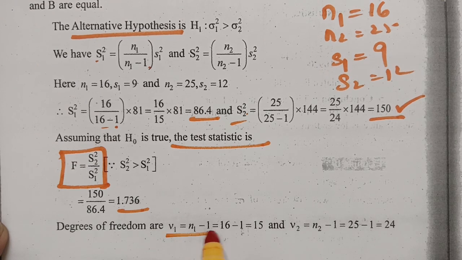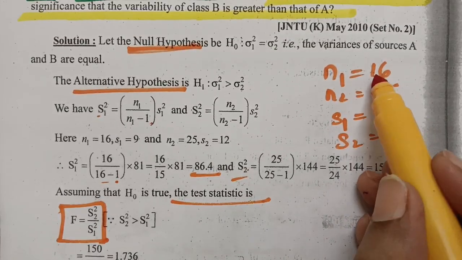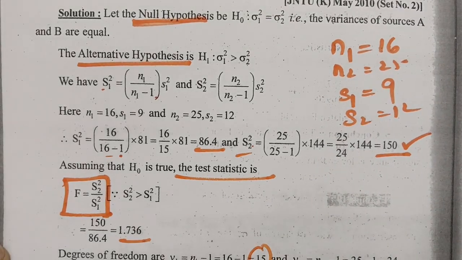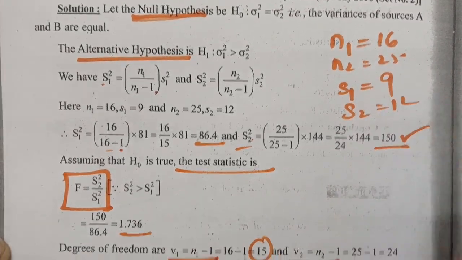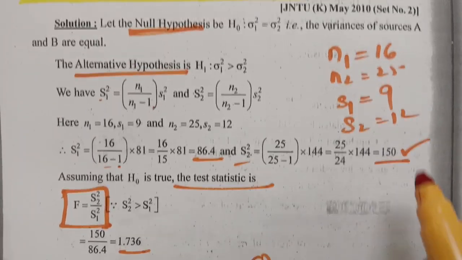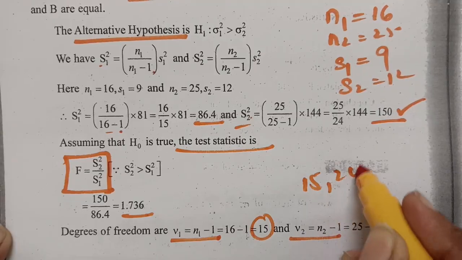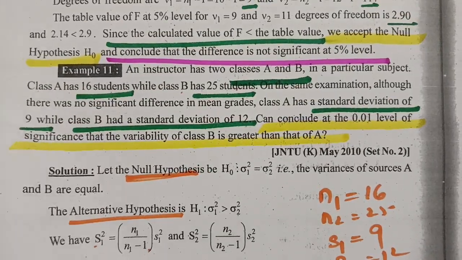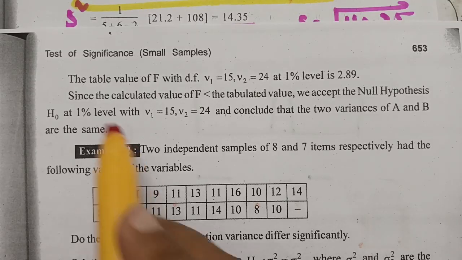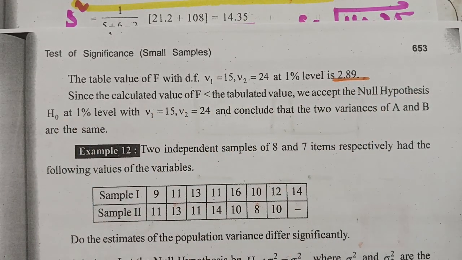The degrees of freedom V1 is equal to N1 minus 1, 16 minus 1, the value here is 15, and V2 is equal to N2 minus 1, that is 25 minus 1, the value here is 24. At 15 comma 24, we have to check the level of significance. See here, the value is 2.89 from the table.